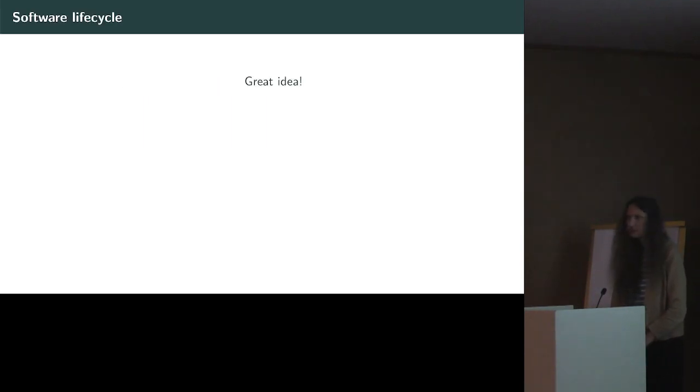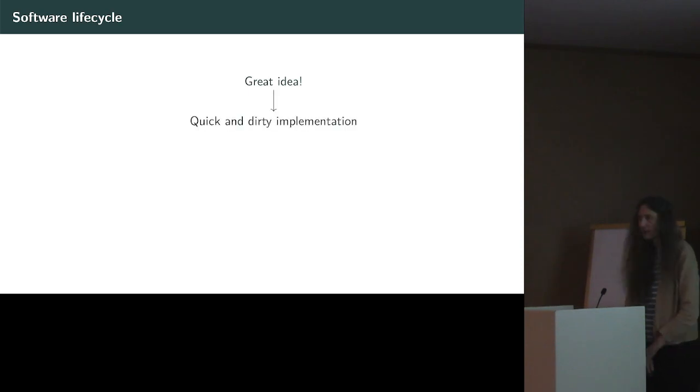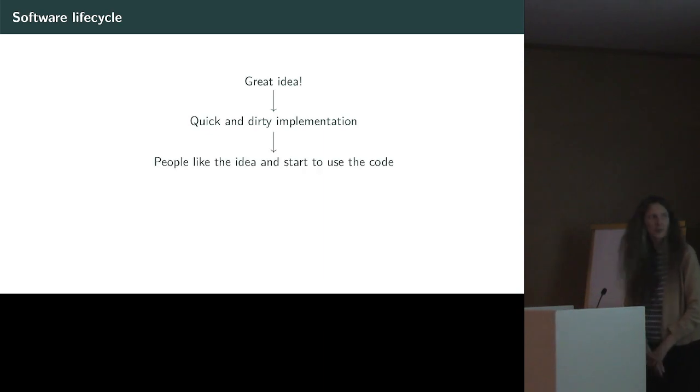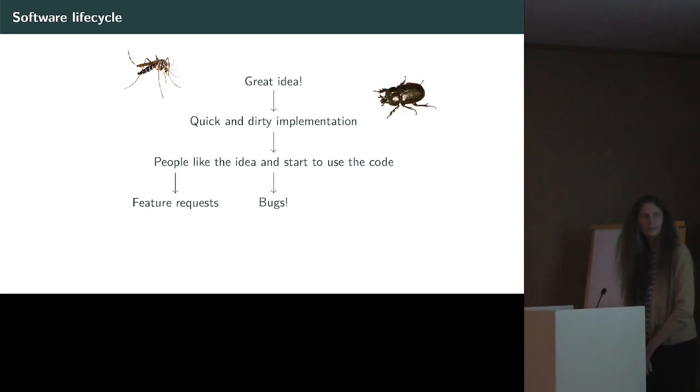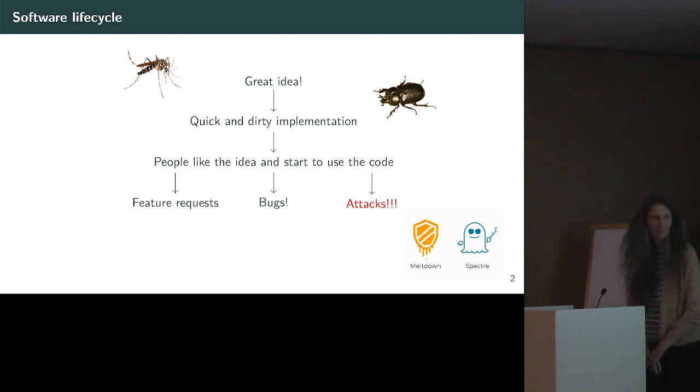So we start out by thinking about the software lifecycle. You have some wonderful idea of some software you'd like to make, and then you make some quick and dirty implementation. But over time, you make some publicity, people like your software, they start to use it, they ask for new features, so then your code starts to get bigger and bigger with the new features. They might find bugs. There's some bugs for you. And then when your software is really successful, then people start to attack it. That's how you know you've really arrived.